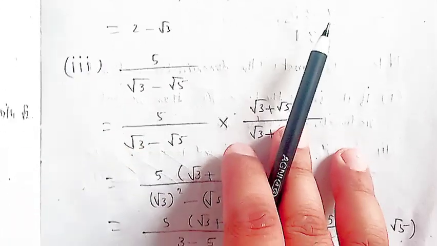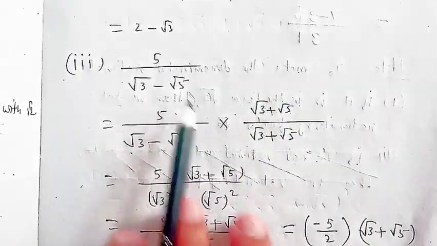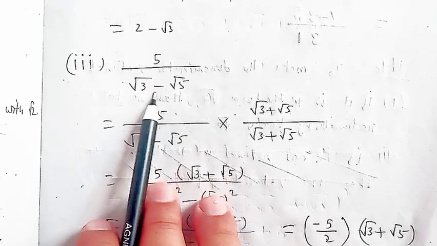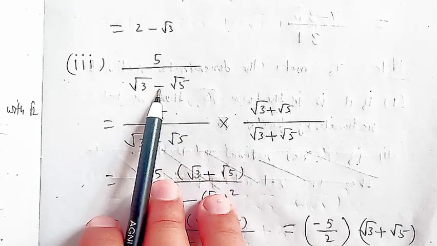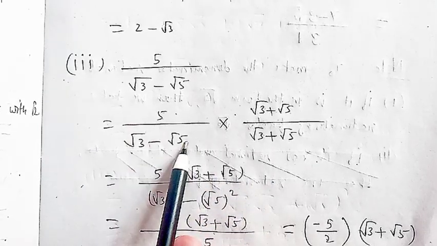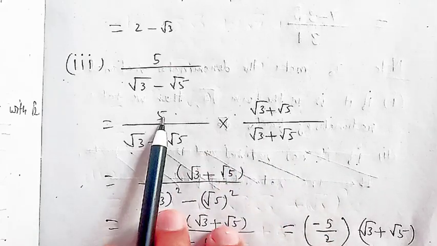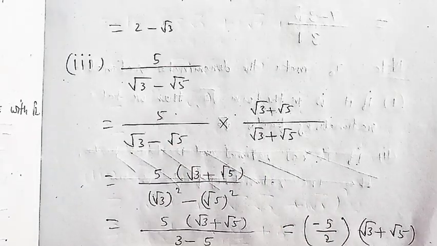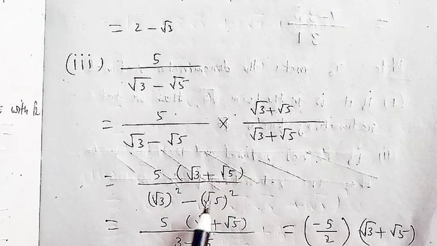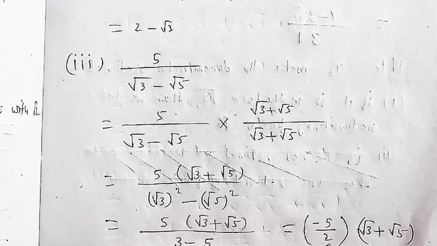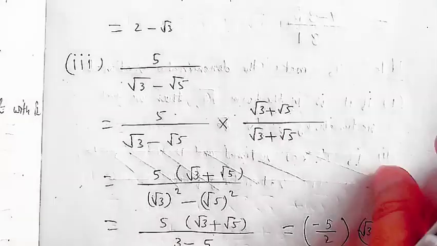Next, 5 by root 3 minus root 5. We take its rationalizing factor after changing this sign, we change it to plus and multiply numerator and denominator with root 3 plus root 5. Then we get 5 into root 3 plus root 5. Here root 3 square is 3, root 5 square is 5, 3 minus 5 is minus 2, so we write minus 5 by 2 into root 3 plus root 5.